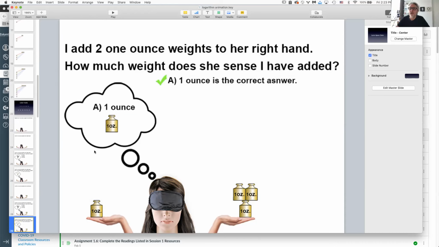Yes, she does. Her sense, when I put these 2 ounces of weight right here, is that yes, indeed, he just added 1 ounce of weight to this. Her sense is that this weight has simply doubled, not in this case, tripled. That's what she senses. Hold that thought for just a second.